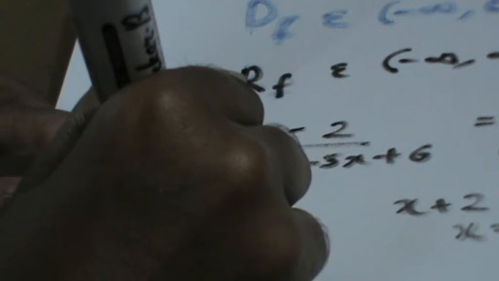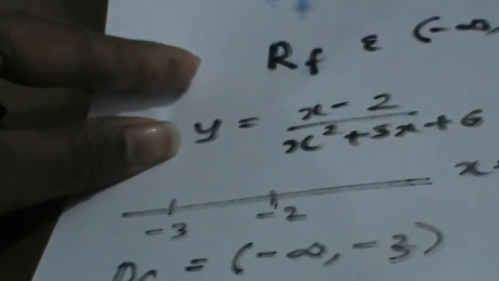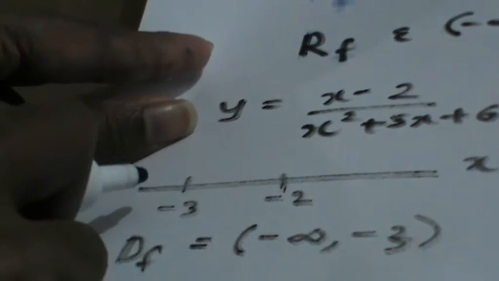So when writing the domain, it would be better to draw this on a number line. Minus 3 is somewhere here, and minus 2 is somewhere here. So I can take any value from negative infinity to minus 3, any value between minus 3 and minus 2, and any value from minus 2 to positive infinity.